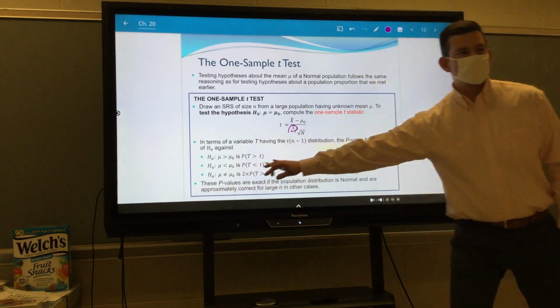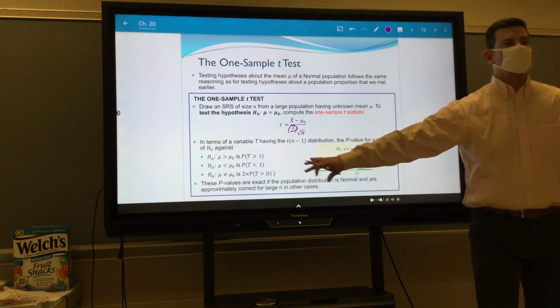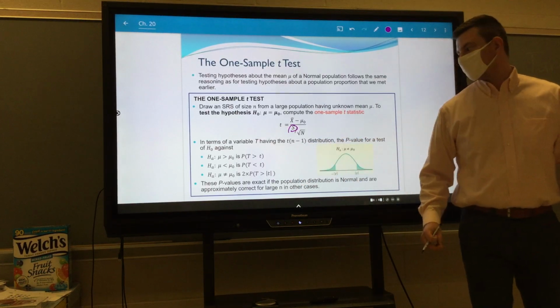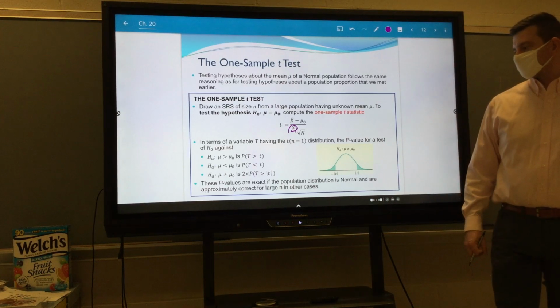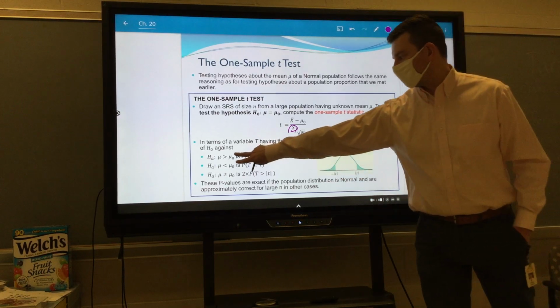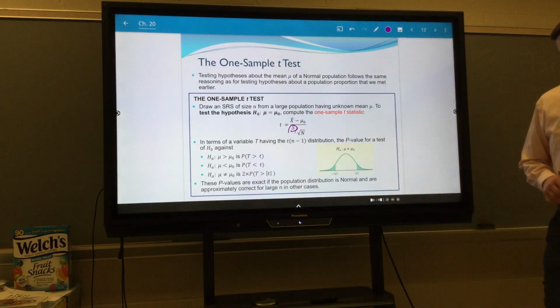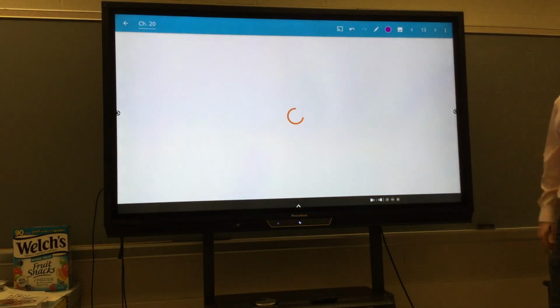Down here, don't get confused by that. It's just saying the same thing that we saw with the hypotheses before. One-sided or two-sided alternative hypothesis. And it's one-sided if you have greater than or less than, two-sided if you have not equal to.